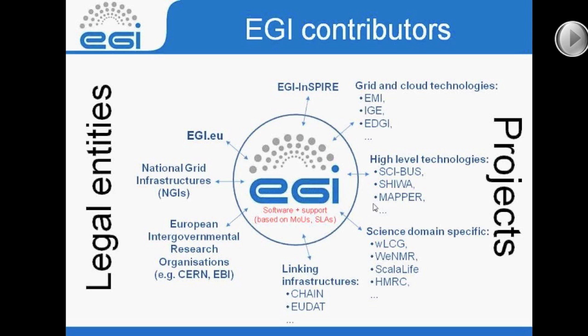The high-level technology projects, such as Shiva and Mapper, are providing higher-level software technologies that are specific to certain use cases or certain workflows or gateways. The science domain-specific projects provide high-level services that are specific to a certain scientific discipline and specialized for the niche needs of those scientists that are working in that field. So projects such as Chain and EUDAT try to link in resources from new regions or new types of resources into the EGI infrastructure.